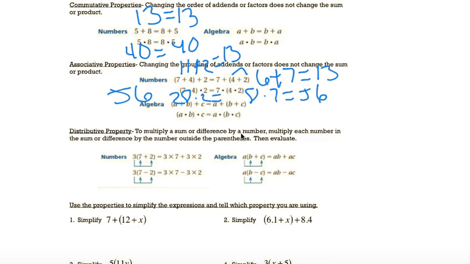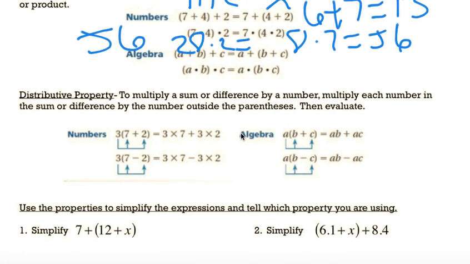Then we have the distributive property. The distributive property is to multiply a sum or difference by a number, but you multiply each number in the sum or the difference by the number outside the parentheses. So if you see in this first example, we have 3 on the outside. So you're going to multiply the 3 times the 7 first, as you see with the arrow, and then you can do the other one, which is 3 times 2, which is 6, and then if you add them together, you have 21 plus 6, which gives you a total of 28.